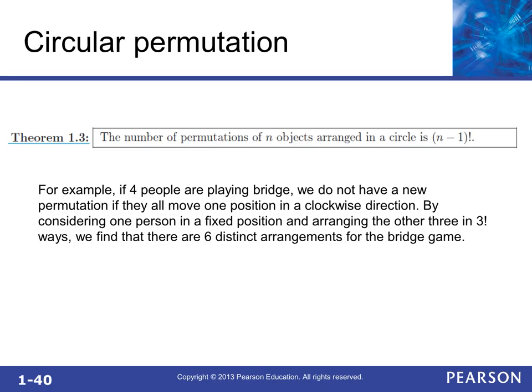There are certain variations of the permutation. One of them is the circular permutation. The number of permutations of n objects arranged in a circle is n minus 1 factorial. So, for example, if four people are playing bridge, we do not have a new permutation if they all move one position in a clockwise direction. By considering one person in a fixed position and arranging the other three in 3 factorial ways, we find that there are six distinct arrangements for the bridge game.